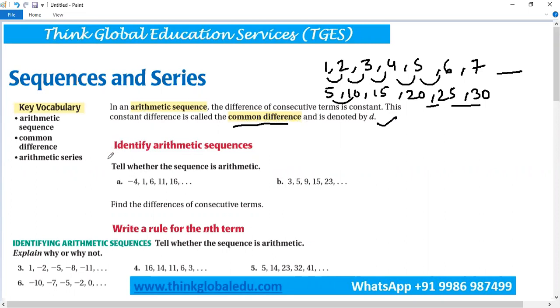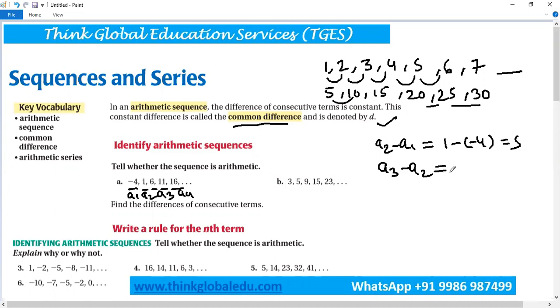I have taken a couple of examples. The first one: tell whether the sequence is arithmetic, and the terms are -4, 1, 6, 11, 16. If I write all these terms as a1, a2, a3, a4, and so on, then a2 minus a1 is 1 minus negative 4, that is 5. a3 minus a2 would be 6 minus 1, which is again 5.